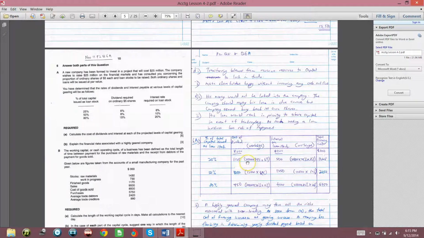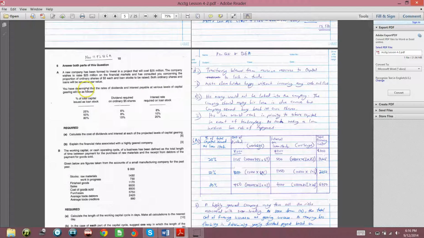So cost of dividend. 25% as loan stock means the balance will be by way of ordinary shares. You read the question again. A new company has been formed to invest in a project that costs 25 million. The company raises 25 million on the financial market and has consulted you concerning the proportion of ordinary shares and loan stock to be raised. So that means they are calculating which one is more cost efficient.